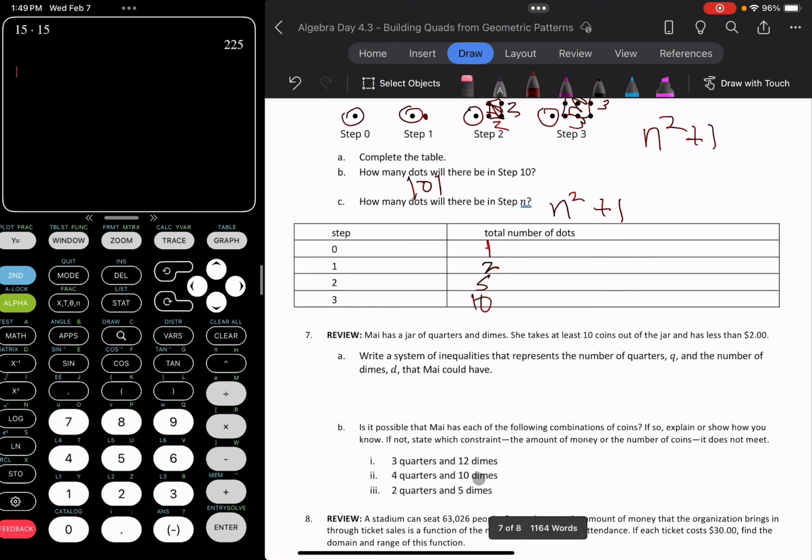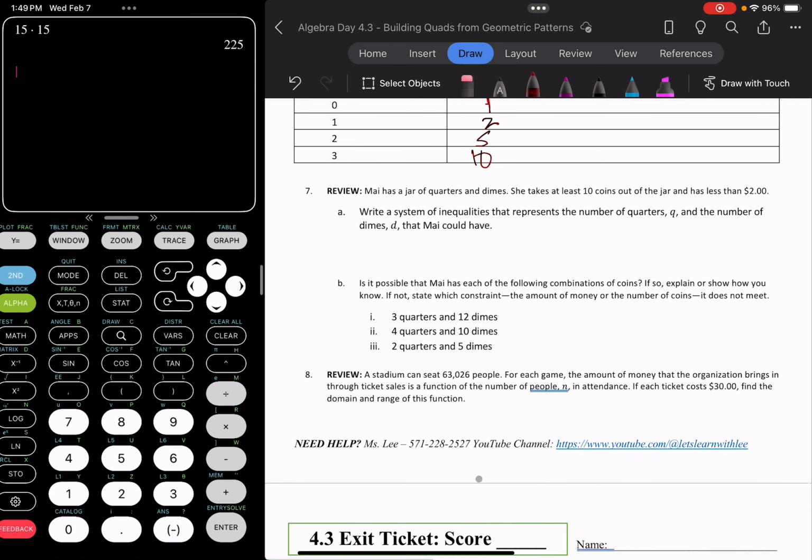All right, my last two problems are review problems. Mai has a jar of quarters and dimes. She takes at least 10 coins out of the jar and has less than $2.